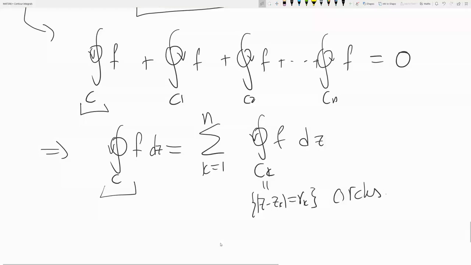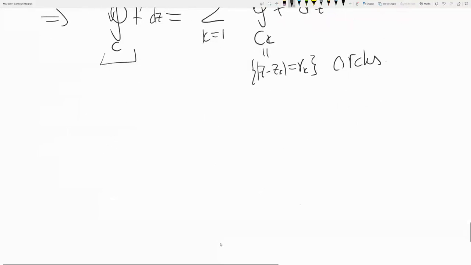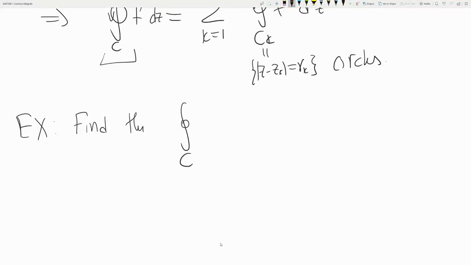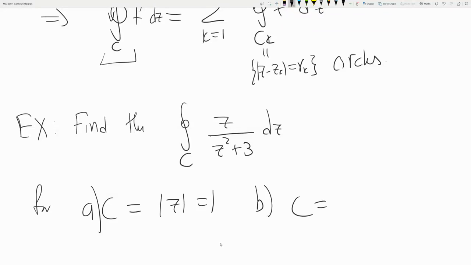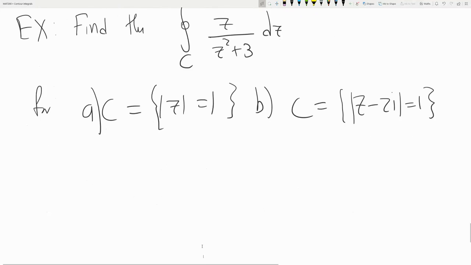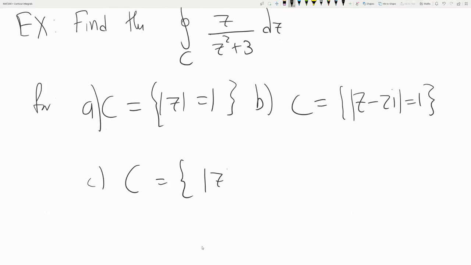Let's see it in action. So we'll do one long example with many parts. Find the contour integral of 1 over z squared plus 3 for the following. C equal to the unit circle. C equal to the circle around 2i. And finally, the circle of radius 4. Okay, let's start.